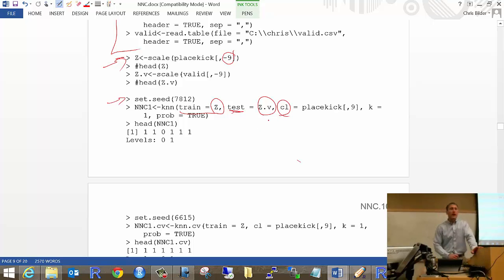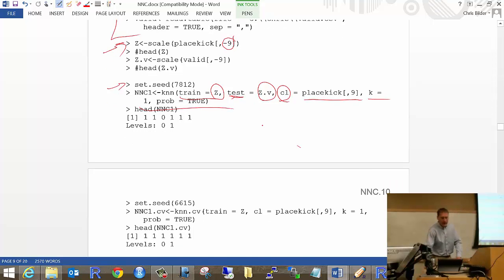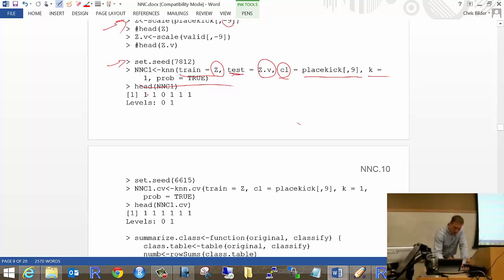CL, what are my original classifications? That's in the 9th column of my place kick data set. Notice I'm not using validation there. I'm using the place kick data set. I'm going to say K equal 1, prob equal true. And this is what I get. So for example, the first observation is classified as a success. The second observation is classified as a success. The third observation is classified as a failure.